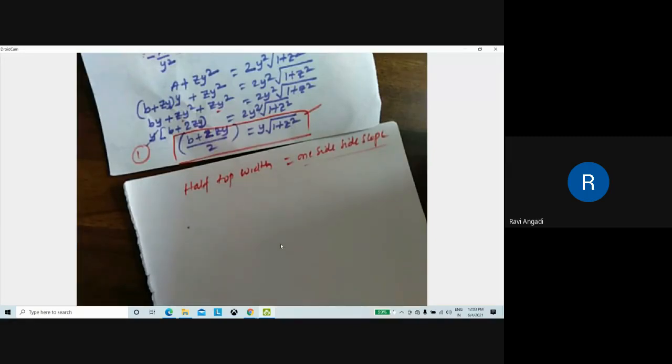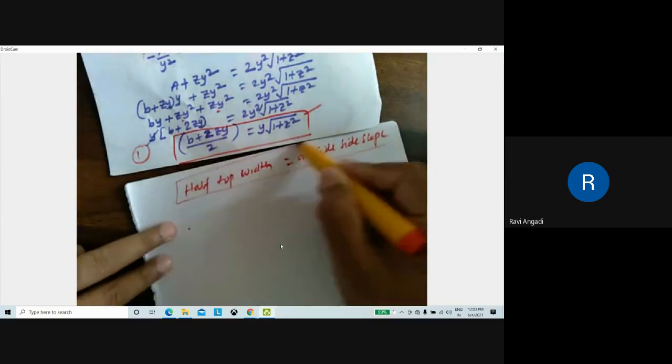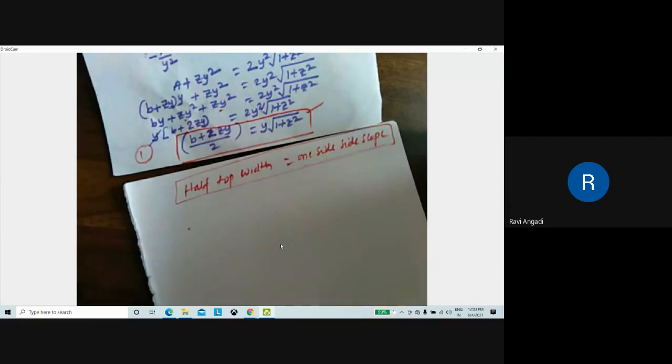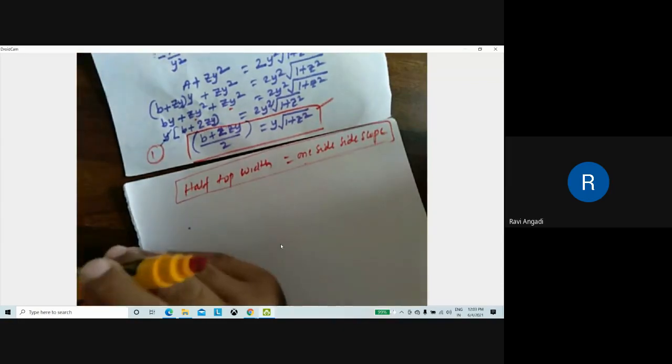Hence, for the most economical or efficient trapezoidal channel section, half the top width of the channel section is equal to one side of the sloping length, and the corresponding hydraulic radius. So you have to write this much only in the exam. This is the first condition. They will ask you to derive the conditions, so this will become the first condition. So shall we go for the next condition?